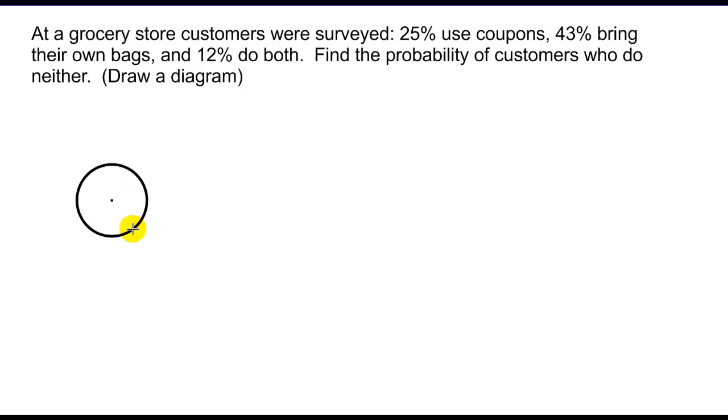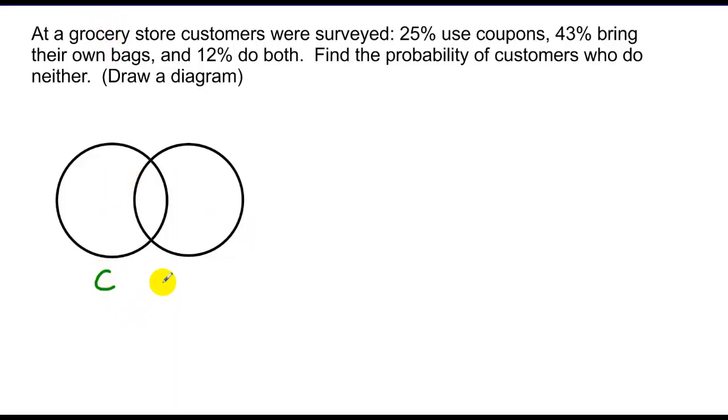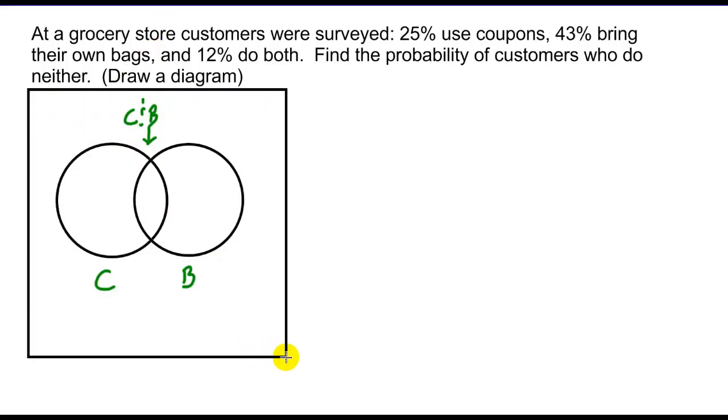All right, and here's one and another. Let's clean that up a little bit. Bring this guy down here. So we're going to talk coupons, we're going to talk bags, and this is going to be C and B. And then everything else outside of that is going to be a neither case. So let's draw a rectangle outside. And outside we'll have neither.